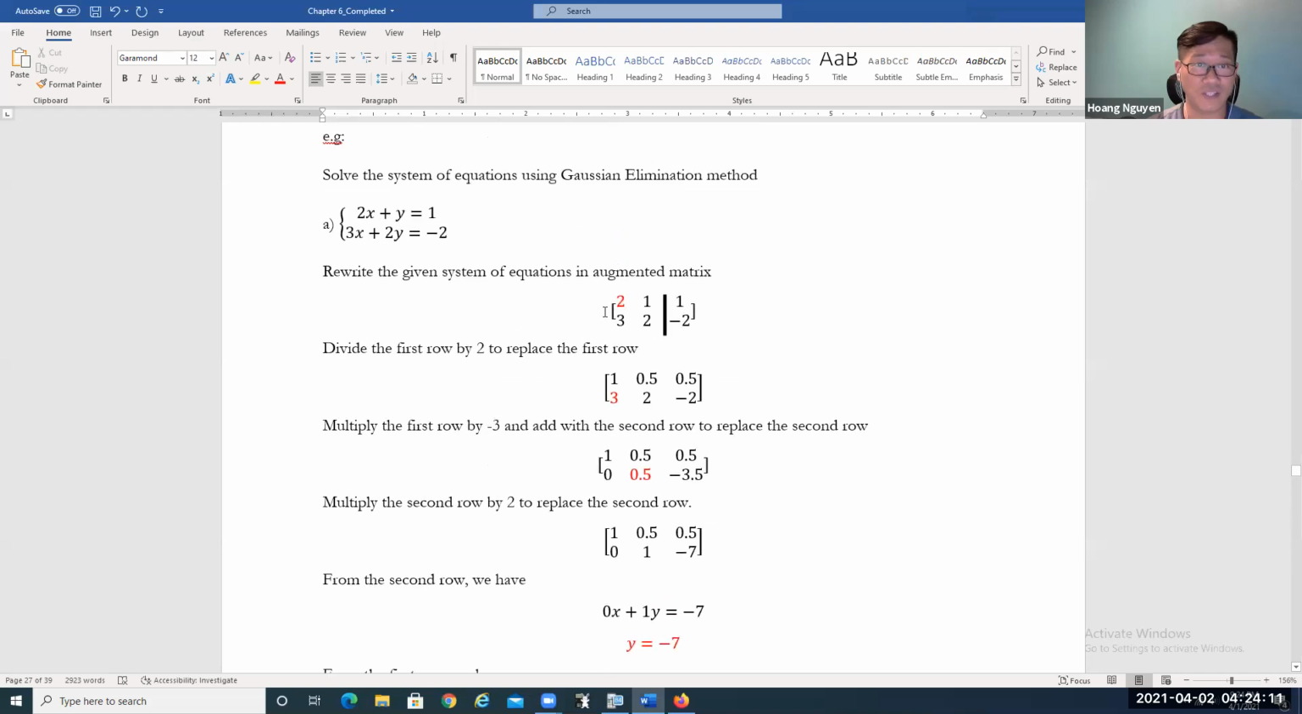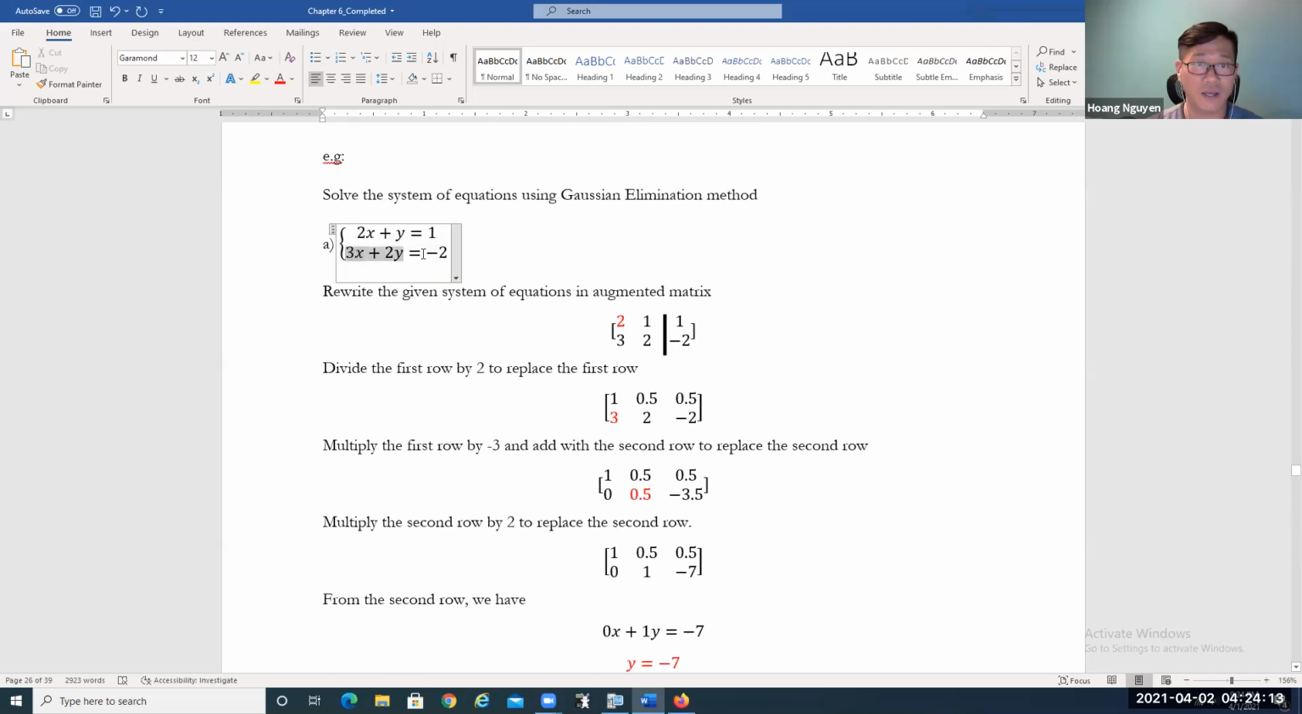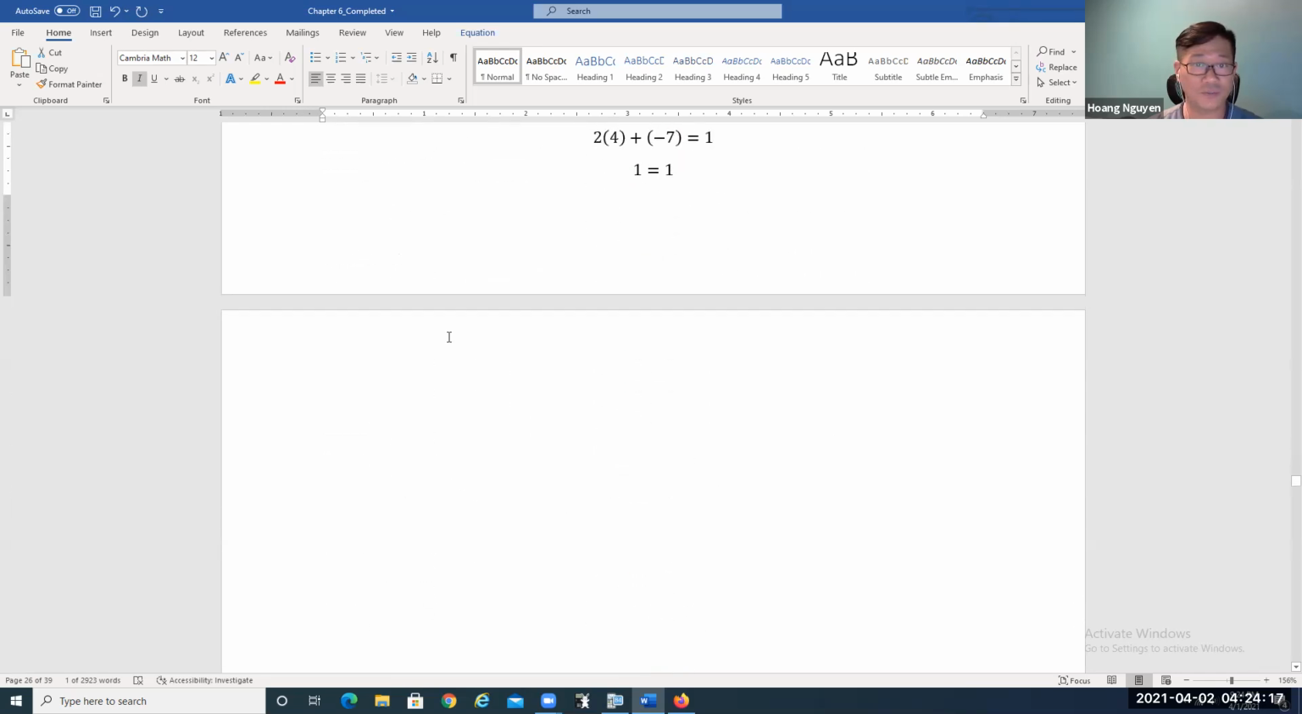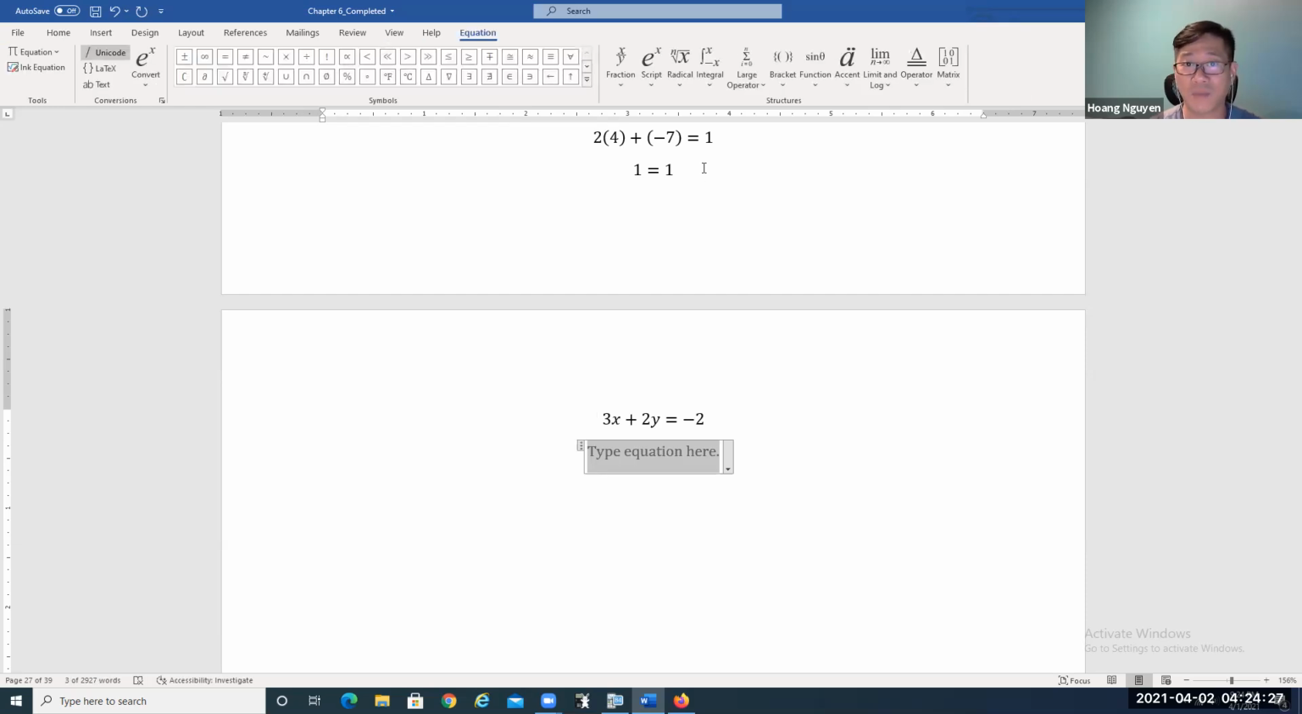Now we're going to check the second equation. Let's give it a try. This is the second equation. Let's double check if it's true. Okay, so now once again, I will substitute x by 4, y by -7. So 3 times 4 plus 2 times -7 equals -2.